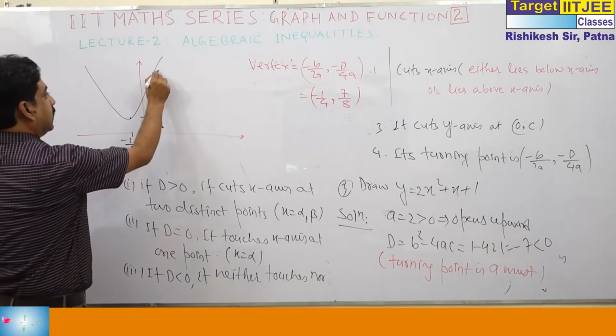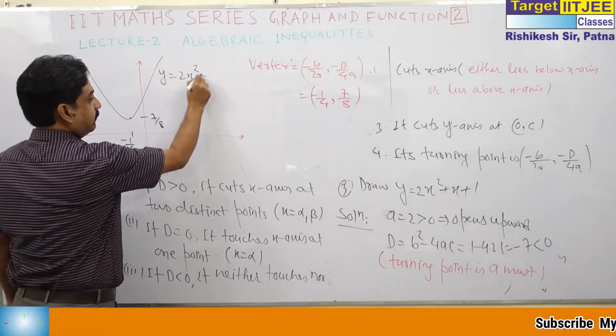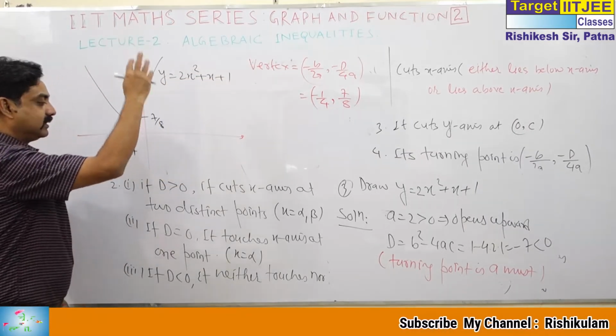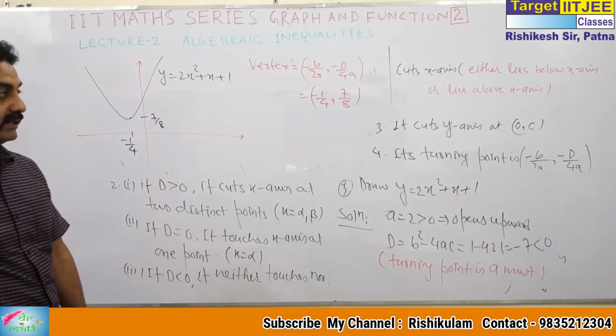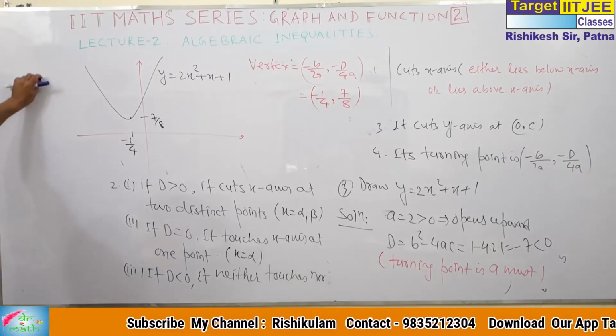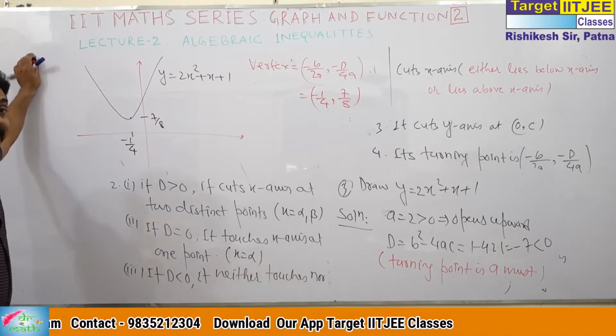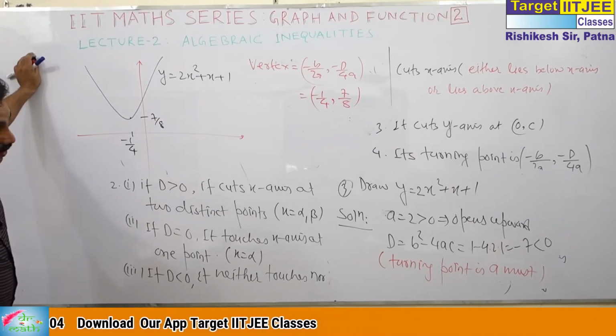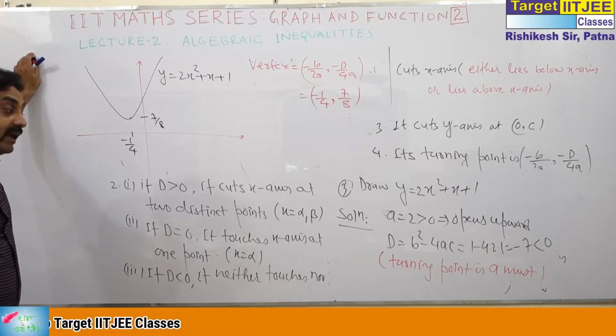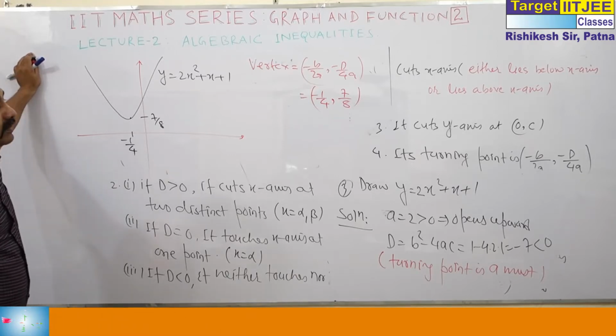This is the graph of what? y is equal to 2x square plus x plus 1. It either lies above the x-axis or lies below the x-axis. Now, from these graphs we can recall or realize the inequalities of quadratic functions very easily.